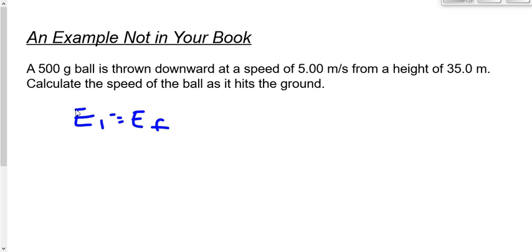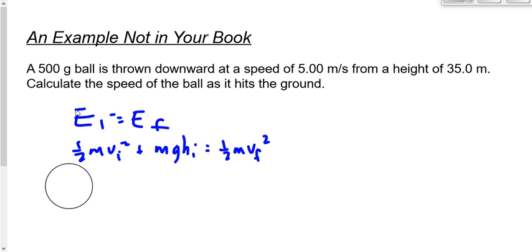At the top of this, or as the ball is being thrown, we would say it has kinetic energy because you can see that it's being thrown at a speed of 5 meters per second. But you can also see that it's being thrown from a certain height. So it's got initial energy, mgh. Now, when it hits the ground, does it have a height? No. Does it have movement? Yes. As it hits the ground, it's got kinetic energy. So we'd say 1/2 mvf squared. We would sub in our numbers here.